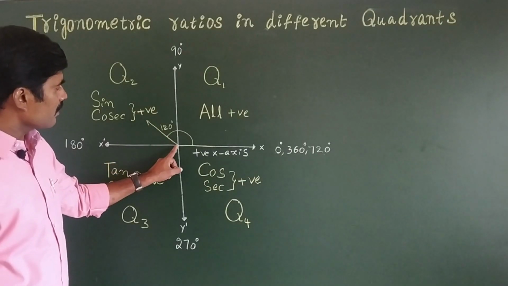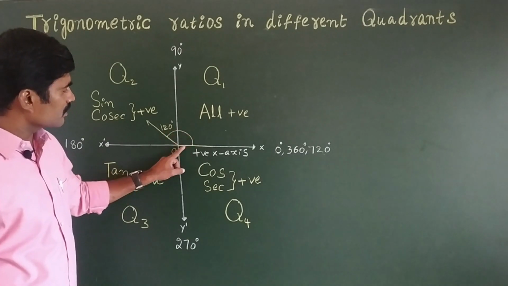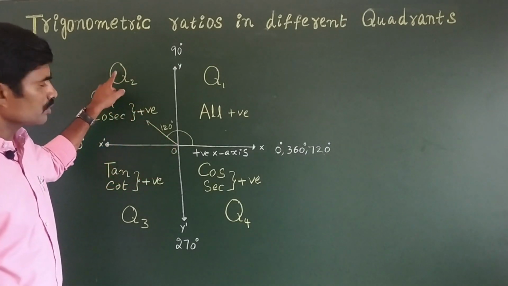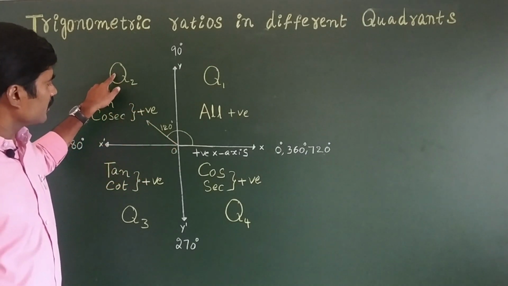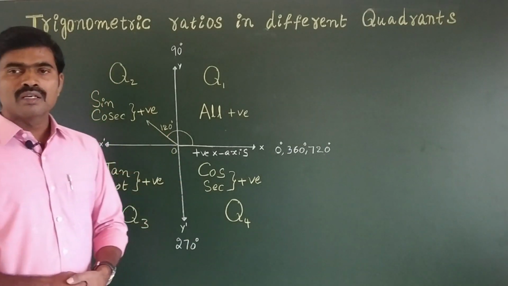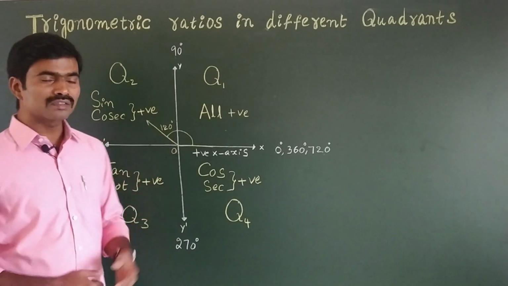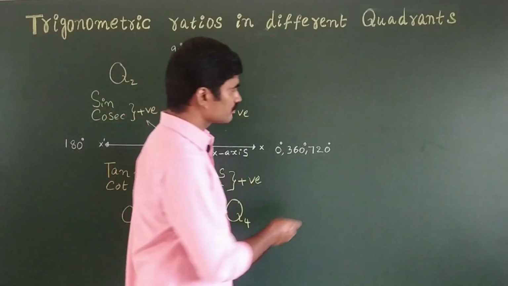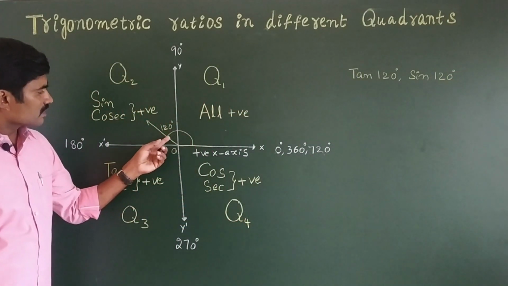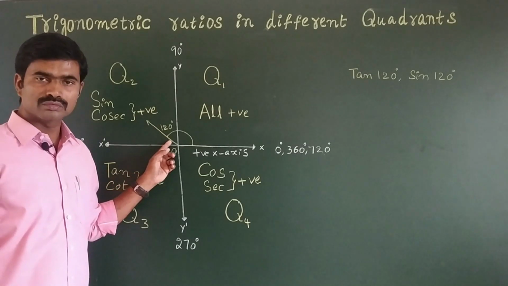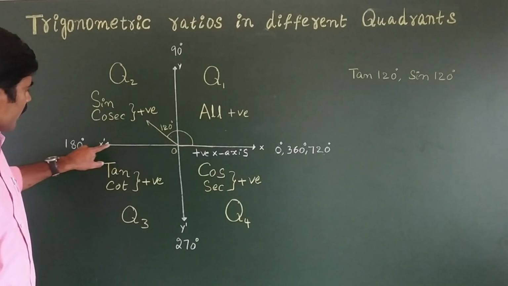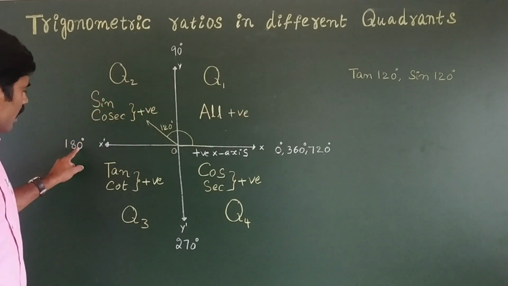This terminal ray makes 120 degrees with positive x-axis. So 120 degrees lies in Q2. We have to find 120 degrees in some trigonometric ratios: tan 120 degrees, sin 120 degrees. 120 degrees lies in Q2. Q2 ending angles are 90 degrees and 180 degrees.